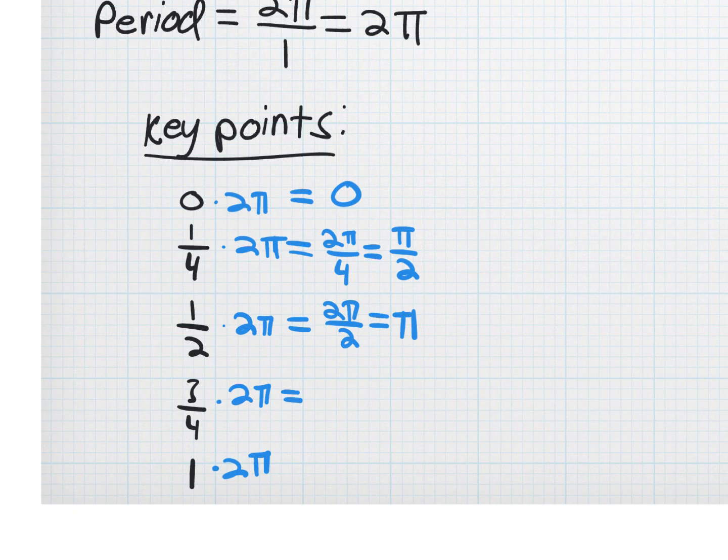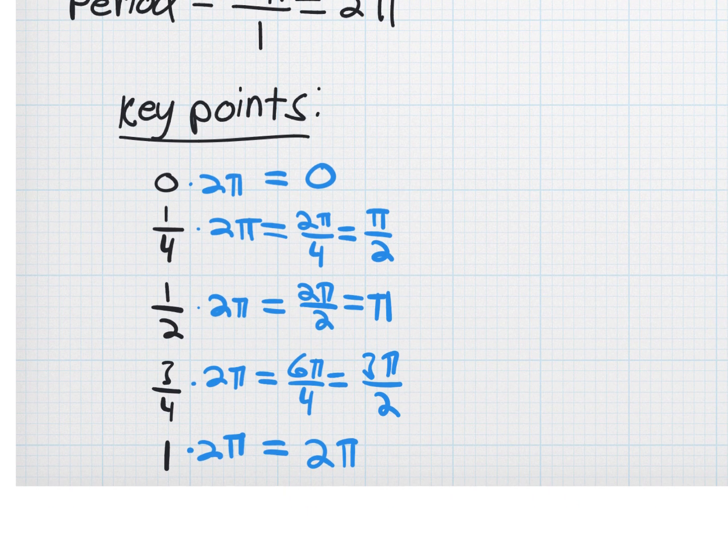All right, and then if you do 3 over 4 times 2 pi, you should get 6 pi over 4, which simplifies to 3 pi over 2. And then 1 times 2 pi is just 2 pi. All right, let me make that one look a little better. All right, so we have 5 numbers now that we're going to label on the x-axis.